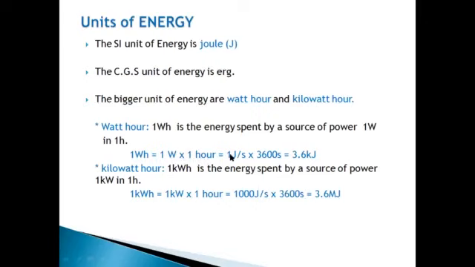So 1 watt is 1 joule per second into 1 hour is 3600 seconds. So it is nothing but 3.6 kilojoule. And next here, 1 kilowatt hour is equal to 1 kilowatt into 1 hour. 1 kilowatt is nothing but 1 kilo, the value of kilo is 1000, and watt is joule per second. So 1000 joule per second into 3600 seconds is equal to 3.6 megajoule. Okay.